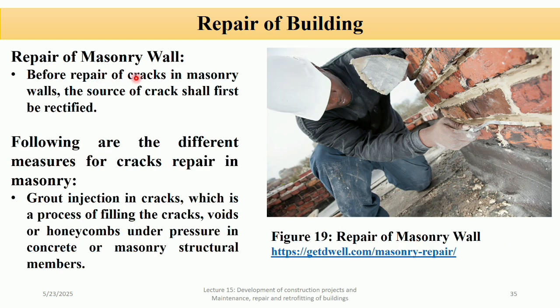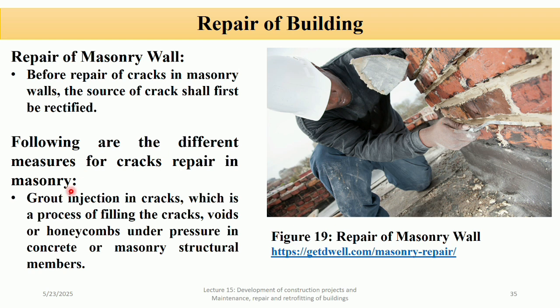Repair of masonry wall. When masonry walls develop cracks, it is essential to first identify and fix the root cause, such as settlement, thermal expansion, moisture issues, or structural movement. After that, appropriate repair techniques are used to restore strength and appearance. Following are the different measures for crack repair in masonry. The first one is grout injection. It is a process of injecting a fluid grout mixture into cracks, voids, or honeycombs under pressure.